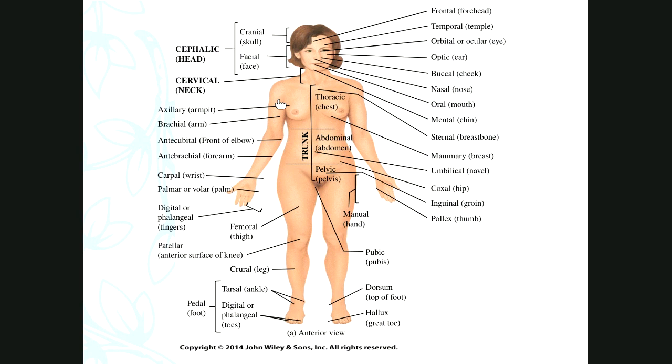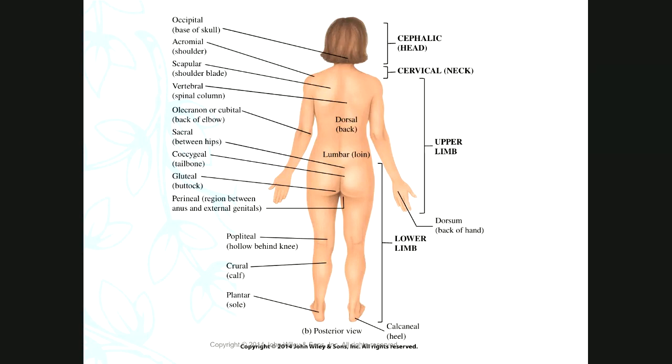axillary, armpit, brachial, antebrachial. The carpals will be the hand. The thumb we refer to as the pollex, where the great toe is the hallux. So I'd like you to review these, maybe draw a little figure and name this. And this is going to help you to a great extent when we get to each of these individual regions.